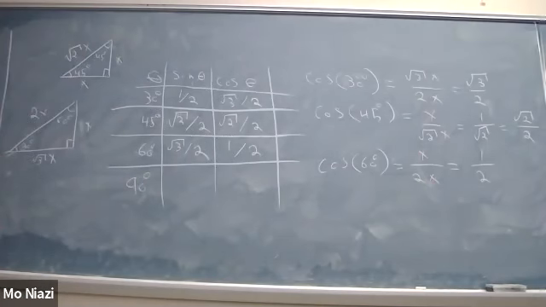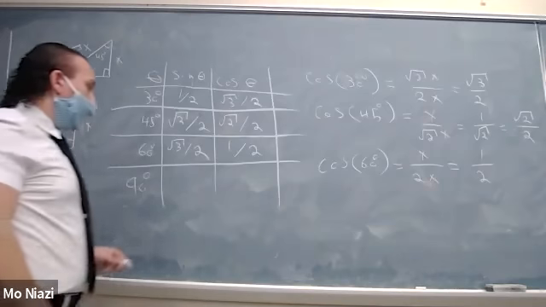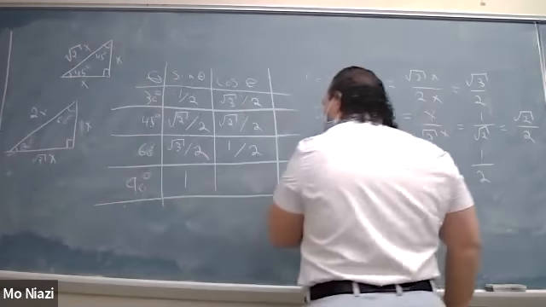What is the sine of 90 degrees? Isn't it square root of 2x? No. What is the opposite of 90 degrees? What is the hypotenuse of this triangle? That's another way to think about it. Anything divided by itself is 1.